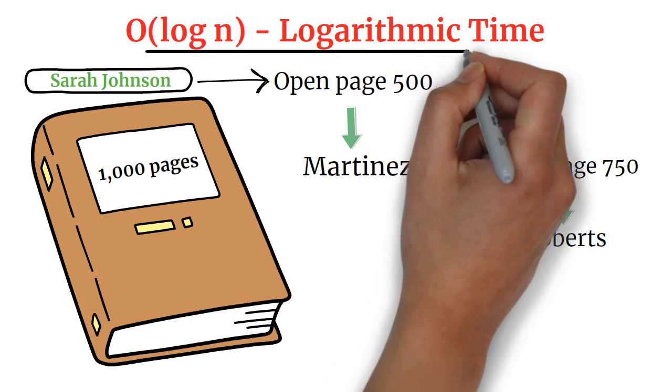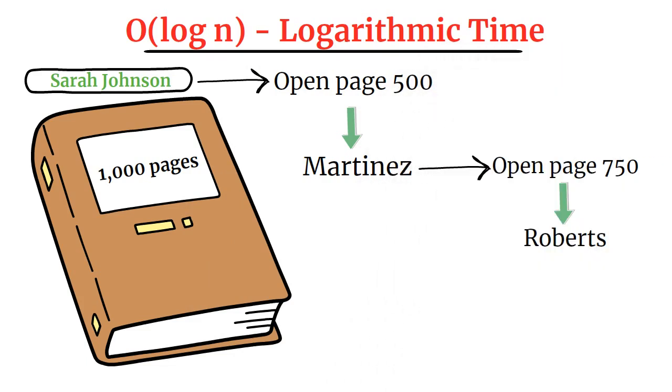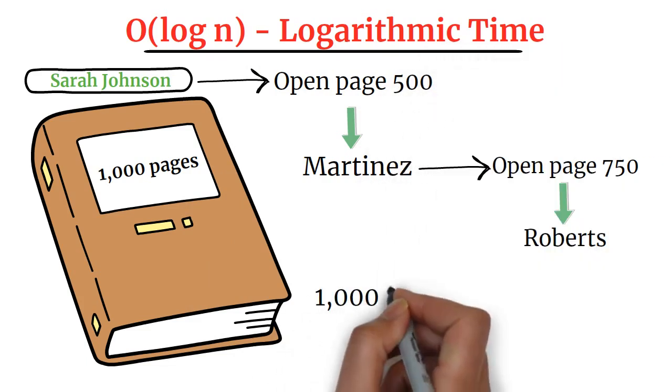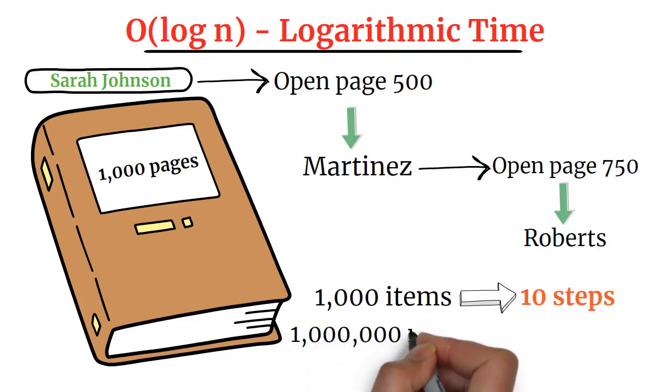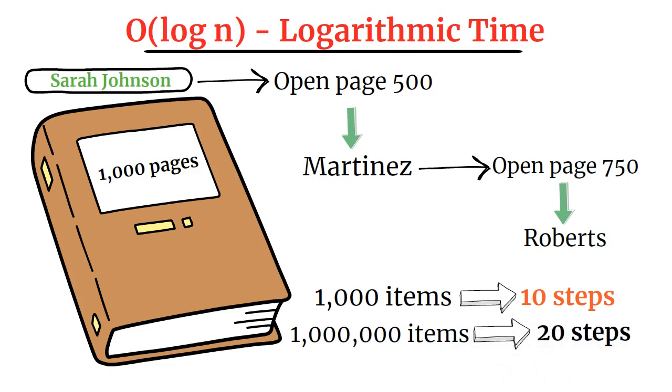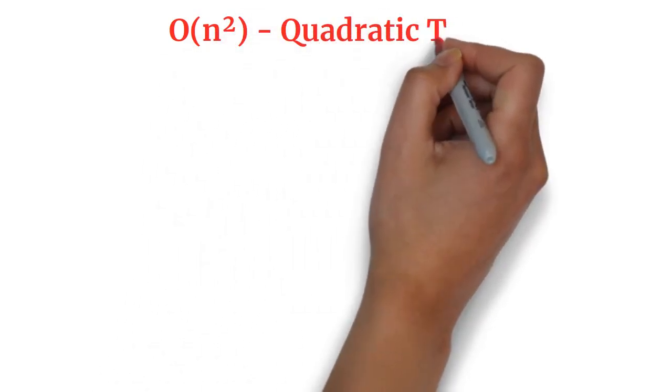This is O(log n). Each step cuts the problem in half. With 1,000 items, you need only about 10 steps. With 1,000,000 items, you only need about 20 steps. This is binary search. It's extremely powerful.